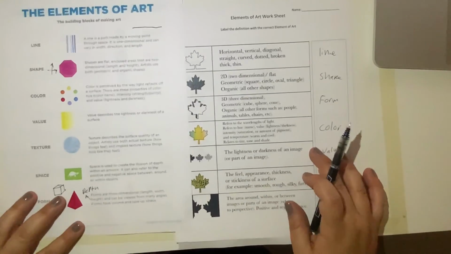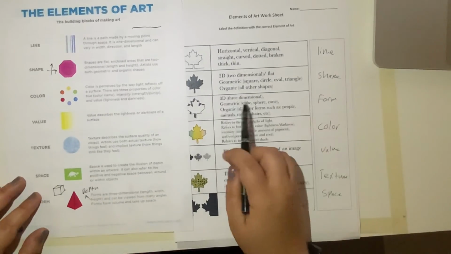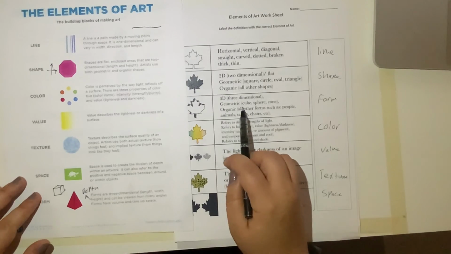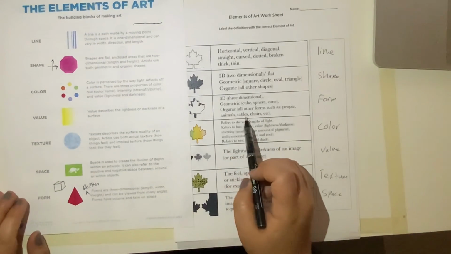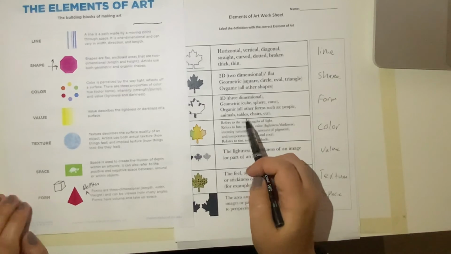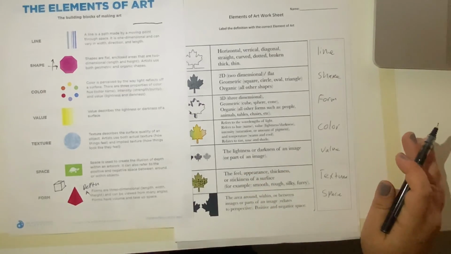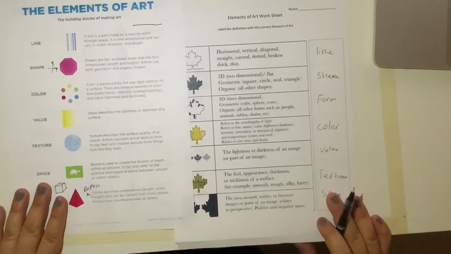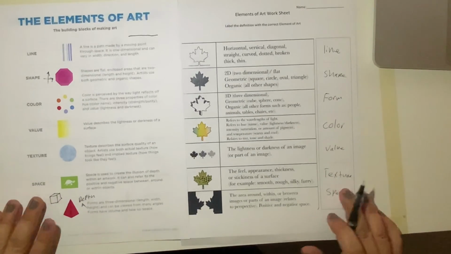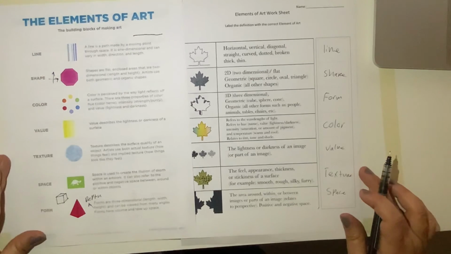So let's see, where we find that on here. So yeah, it says three-dimensional. It could be geometric, a cube, a sphere, or a cone, or organic, such as people, animals, tables, chairs, as long as you shade them in and make them look three-dimensional. Okay, so that's the Elements of Art worksheet. This is a review on definitions with different types of pictures.